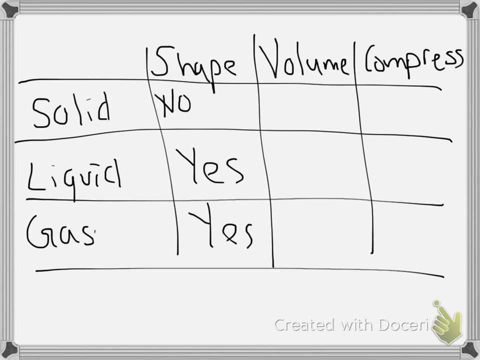Then when we go to volume here, the volume of solids does not change. A liquid should have the same volume no matter what container it's in. So this is why you can buy a 12-ounce can of Coke and pour it into a glass, and it should still be 12 ounces. It should not change.